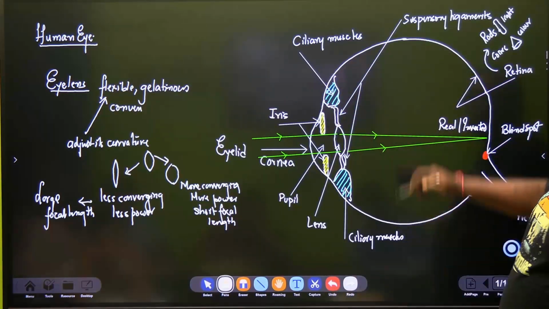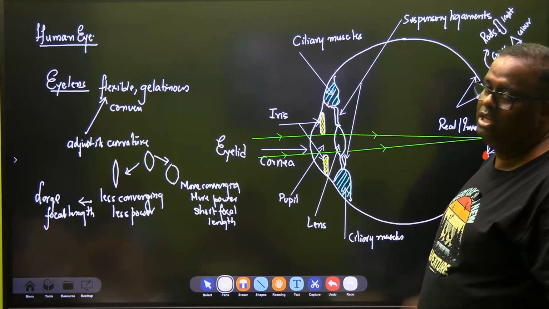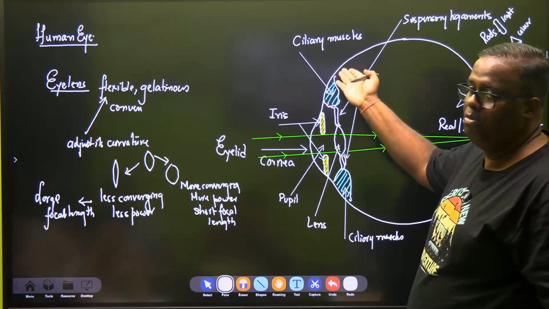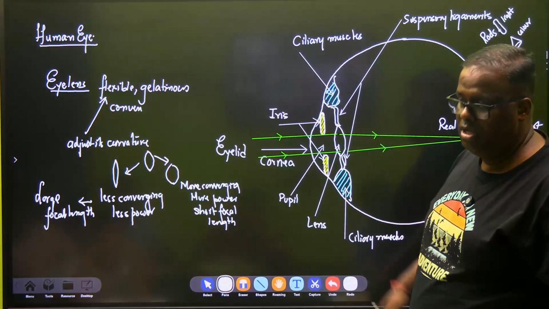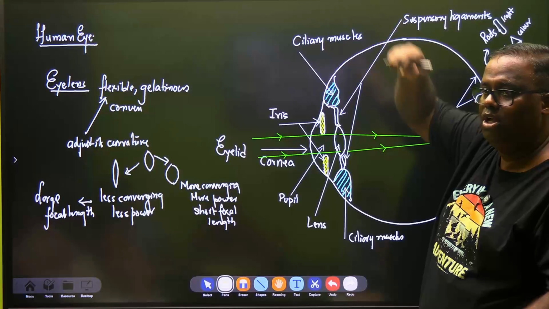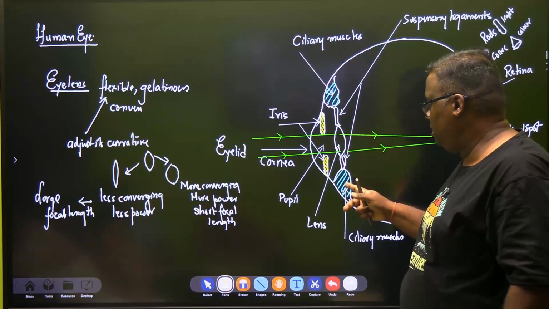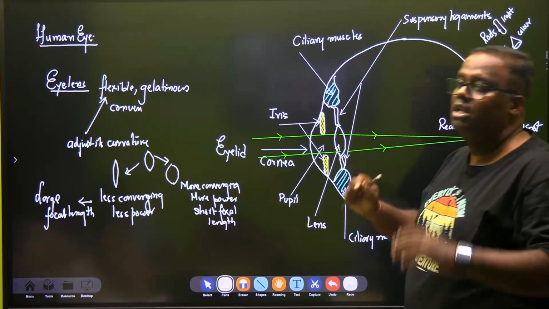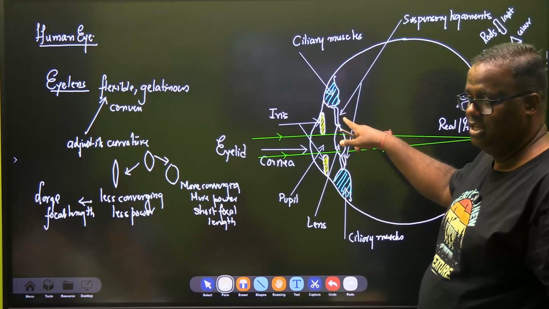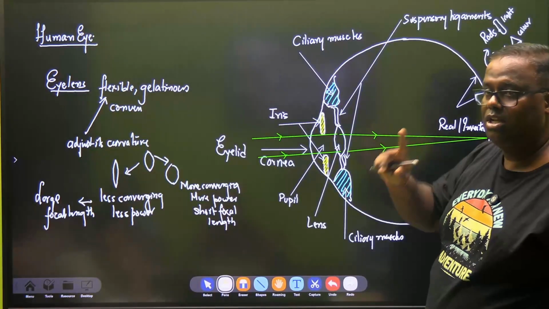Understood? Converging or making it slender is all the role of the muscle called the ciliary muscles. If the ciliary muscles are relaxed, the lens will be in a slender, stretched mode. And if the ciliary muscle is contracting, then the lens is bulging out. At that time, suspensory ligaments will be relaxed. So when the ciliary muscle is relaxed, the suspensory ligament is stretched, and the lens is stretched.